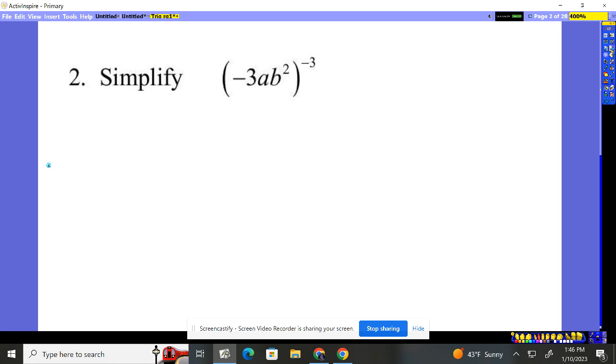Problem 2, simplify, negative exponent. First thing I need to do is clean up anything on the inside. Well, everything's cleaned up. There aren't any negative exponents, so I don't need to move anybody. So how do I deal with this on the outside? I'm going to change it to a negative 1 times 3.